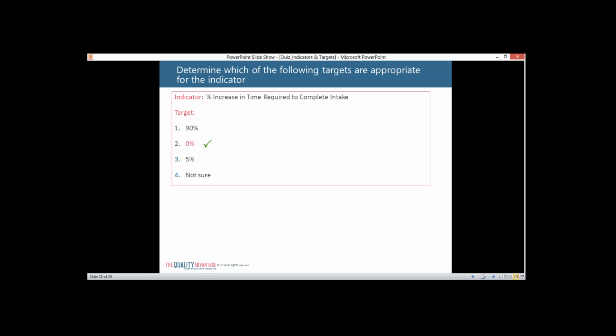So if you chose 0%, you're correct. This is a balancing measure. So increase in time required. Remember, we don't want to add workload. We don't want to add the amount of time that a process takes. So this is an unintended consequence of some intervention. And out of all of these targets, we would definitely want to ensure that we're not adding any time. In fact, we'd like to see it be less time. So we'd like a percentage decrease, ideally, but we definitely don't want to be adding anything.